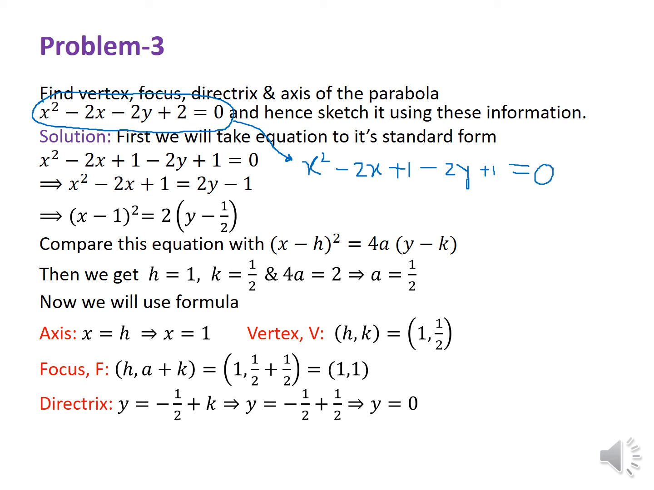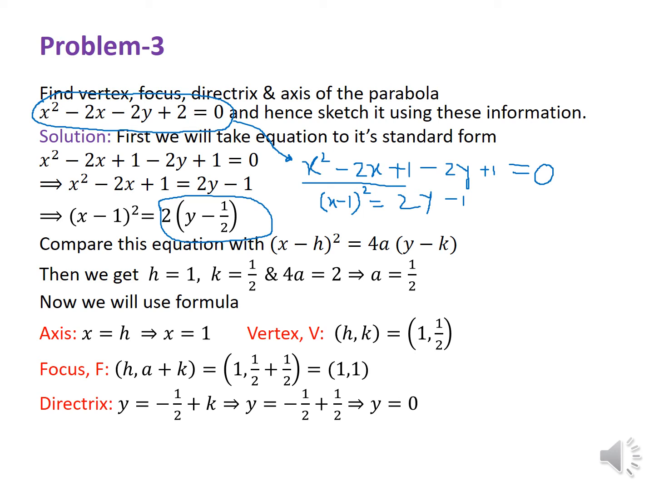So now from this we can write what? (x − 1)² is equal to, if we take the other terms on the right side, we will have 2y − 1. Now if we take 2 common, we will have on the right side 2 into (y − 1/2). So this is in the standard form.